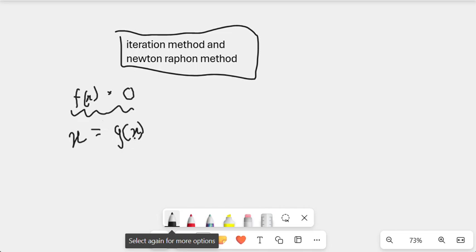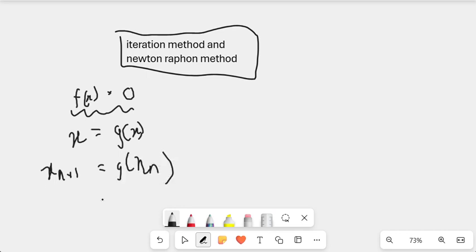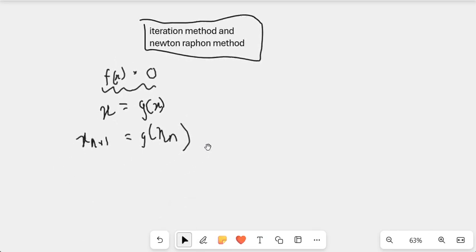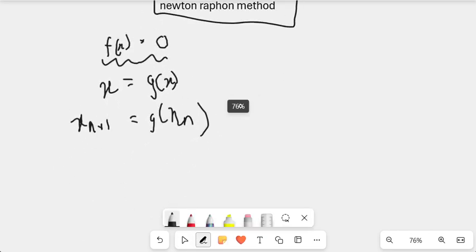So from this form, what you can do is let x_(n+1) equal g(x_n). So what you are doing here is, let's say you approximate a value x_n, let's say it's 1. Let's say this is x1. You would get x_(n+1), which is x2, and let's say you find 1.5.